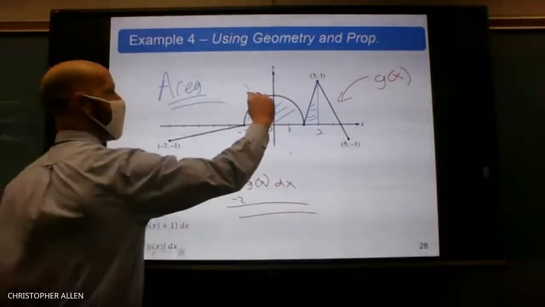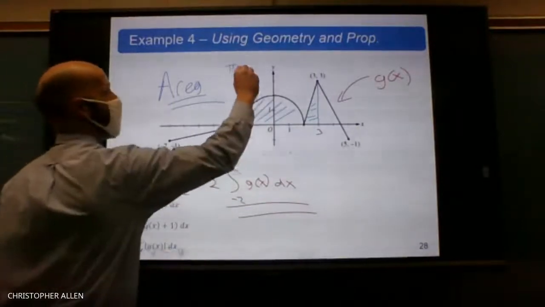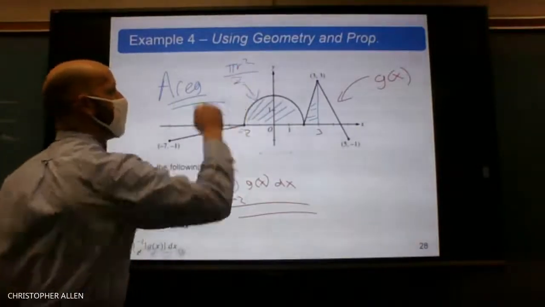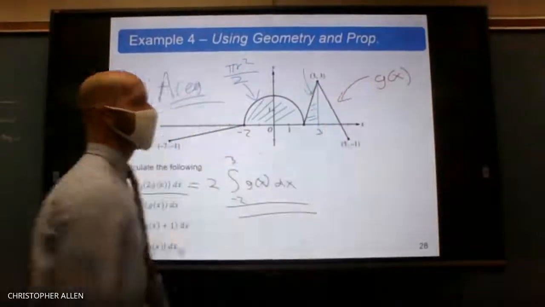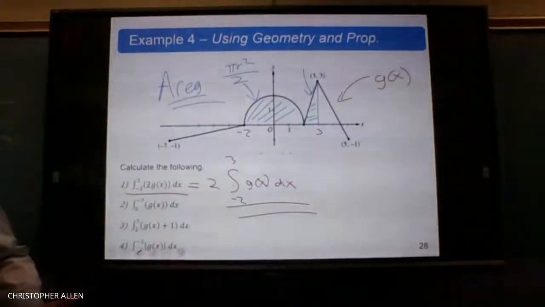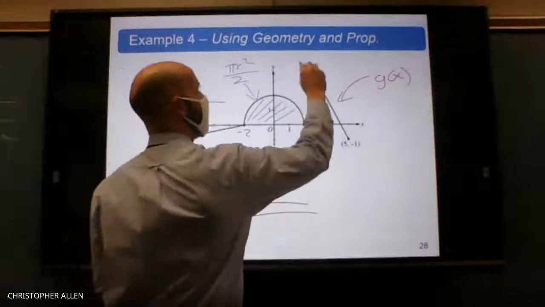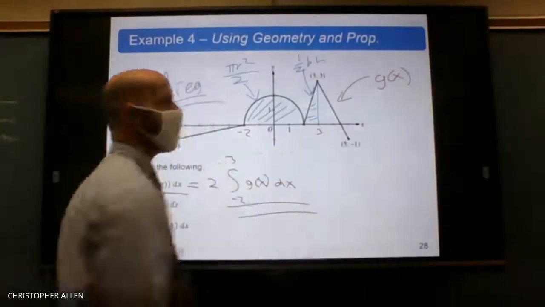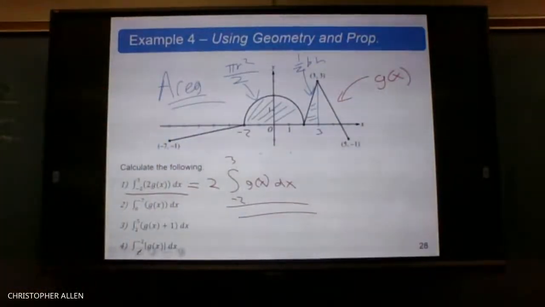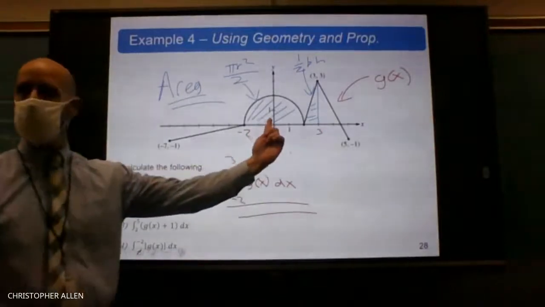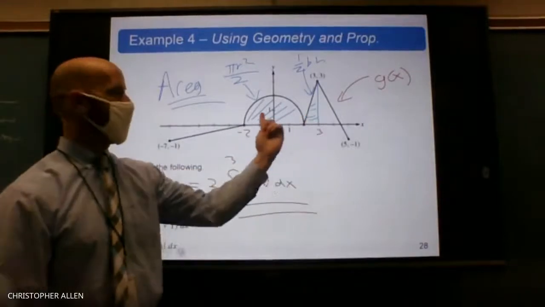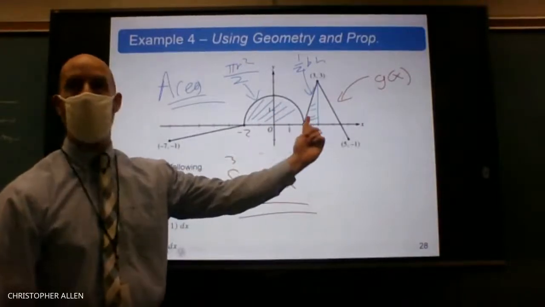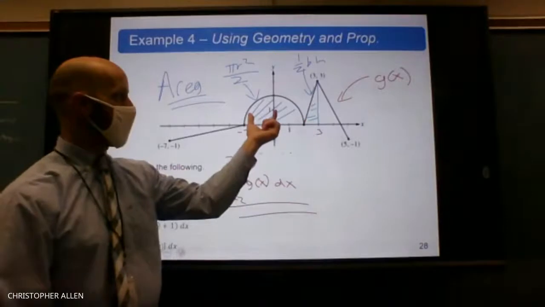So to find this area right here, I just got to do pi r squared divided by 2, because it's half of a circle, not a full circle. What's this shape here? It's a triangle. How do you find the area of a triangle? 1/2 base times height. So here's my question. Can I find the area of this half circle? Can I find the area of this triangle? And then guess what I have to do with those two areas? Add them together, right? I got to take this area plus this area.